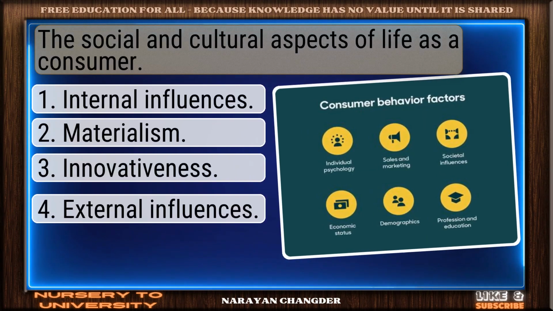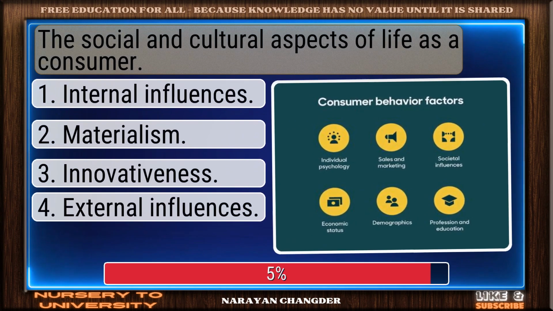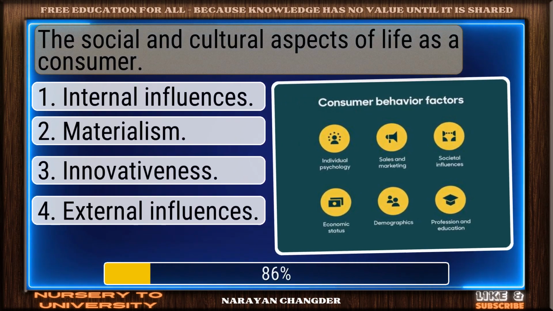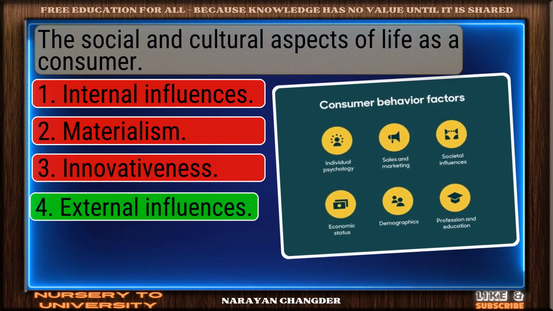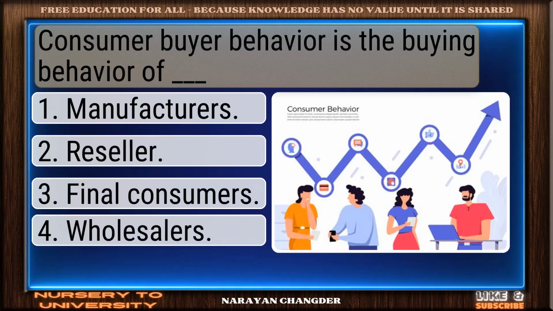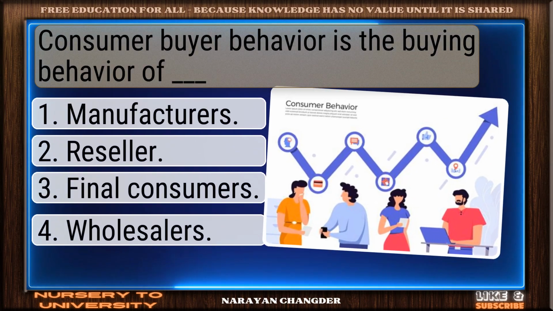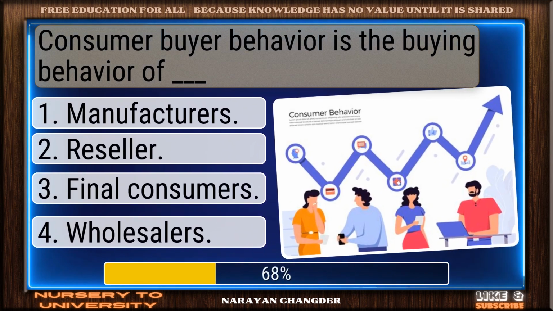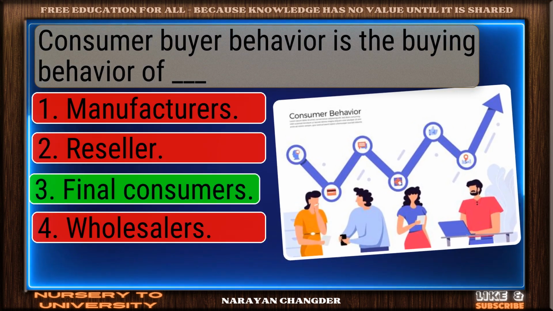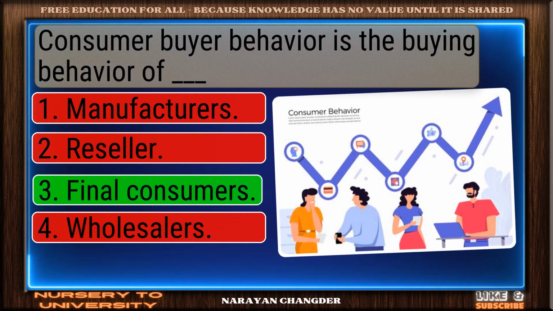The social and cultural aspects of life as a consumer are dash. Excellent. External influences is a brilliant choice. Consumer buyer behavior is the buying behavior of dash. Strong choice. Final consumers is the right answer.